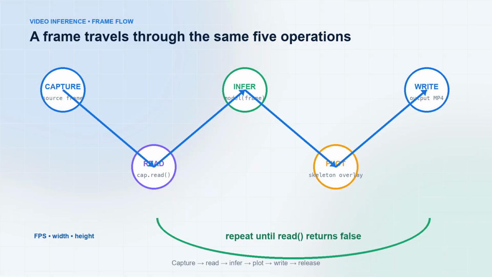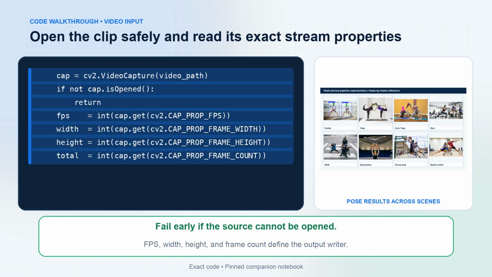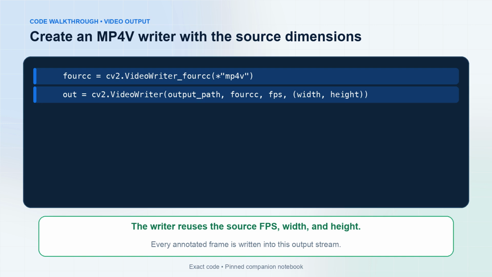Processing static images is cool, but applying this pipeline to video data frame by frame is where it really comes alive. Our run keypoint on video function executes in a very strict logical order. First, we spin up cv2.VideoCapture and check isOpened. We read the video specs: FPS, width, height, and the total frame count. Next, we configure VideoWriter fourcc with MP4V and initialize cv2.VideoWriter.